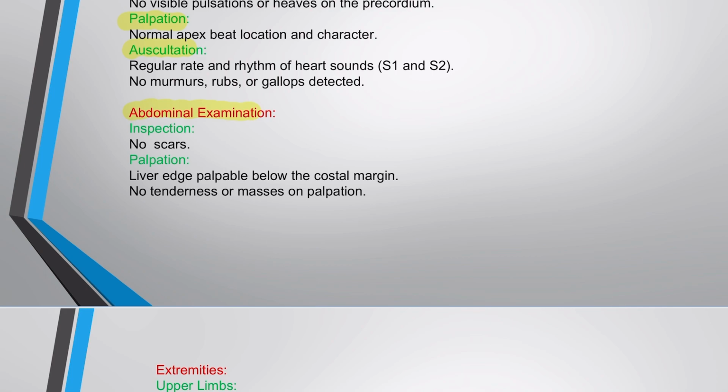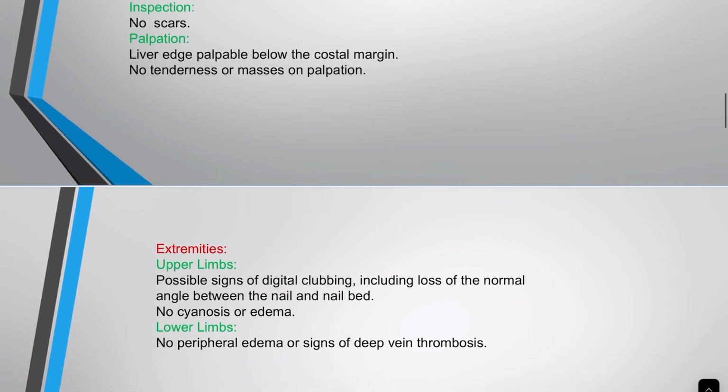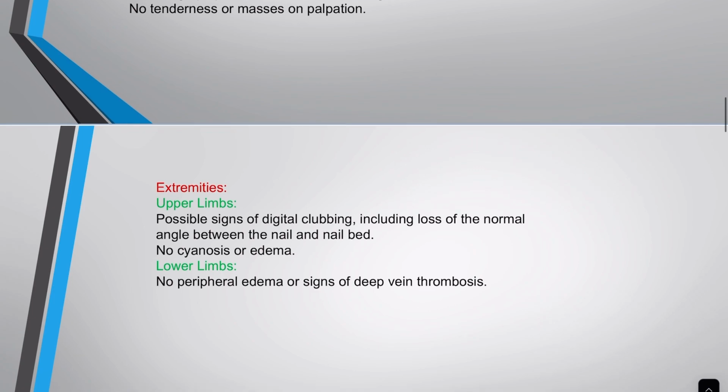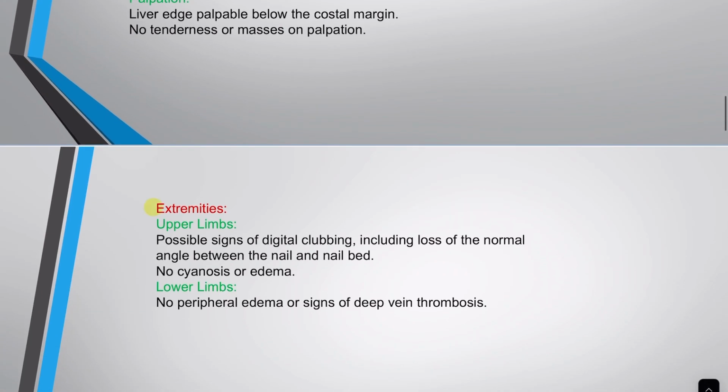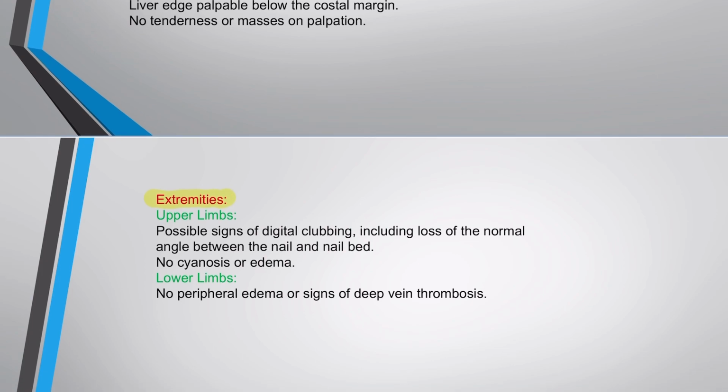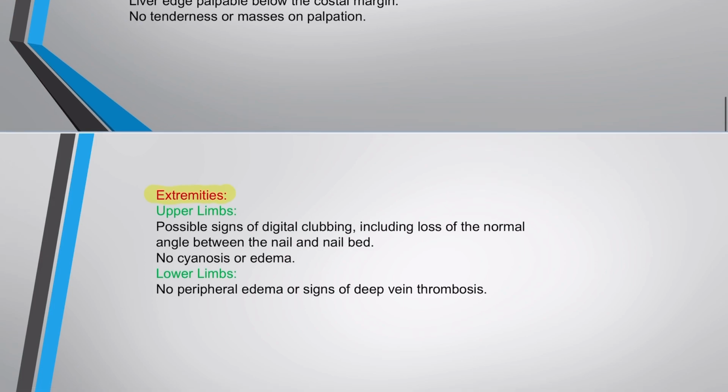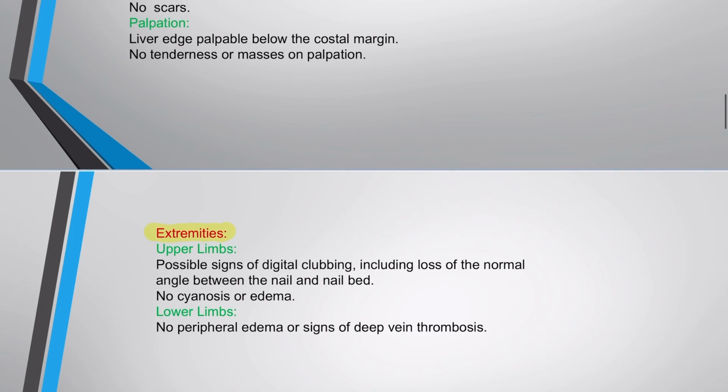Liver edge may be palpable. Sometimes it can be palpable in cases of chronic diseases. No tenderness or masses on palpation, and then you're going to proceed and check the extremities as well, especially the upper limbs. Look for any possible signs of clubbing, any cyanosis or edema, and in the lower limb any peripheral edema or any signs of deep vein thrombosis.